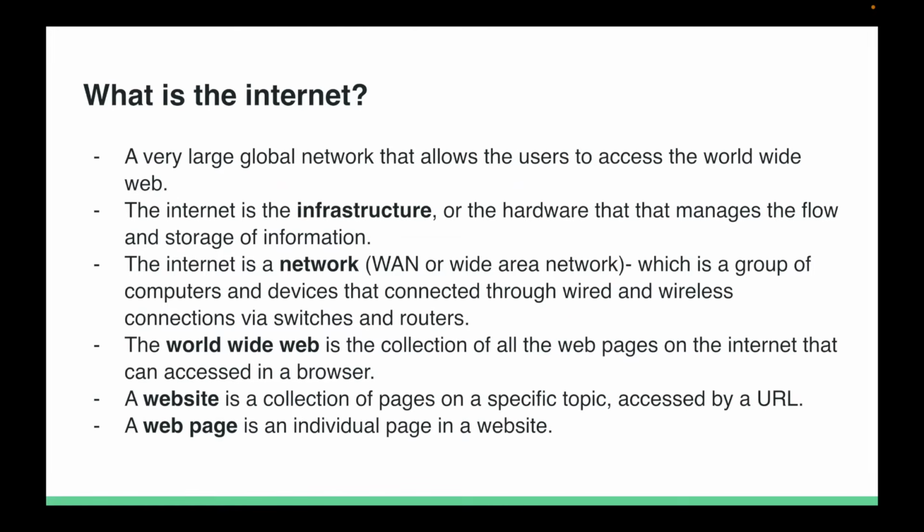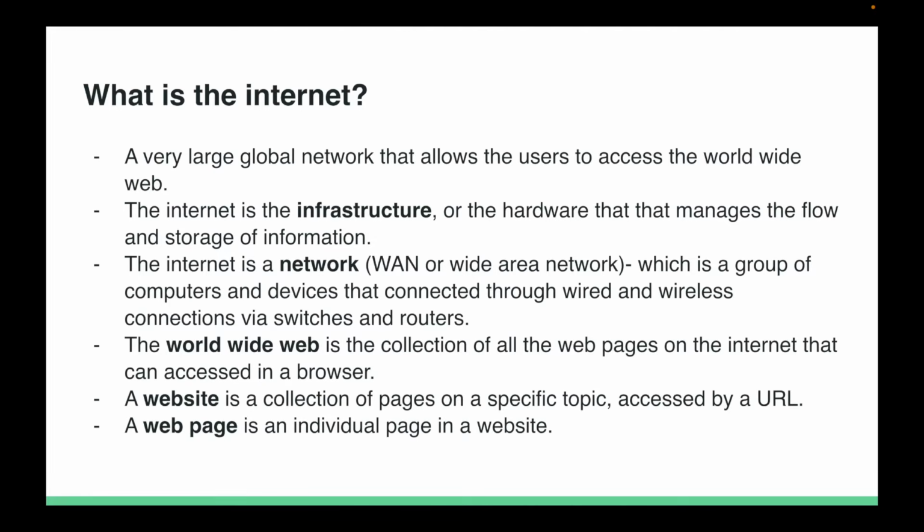An important distinction to be made is the fact that the internet is the infrastructure or the hardware that manages the flow of information and basically composes this network that we call the internet. So the internet is the hardware. The World Wide Web are the actual web pages and websites that are stored on the infrastructure of the internet.